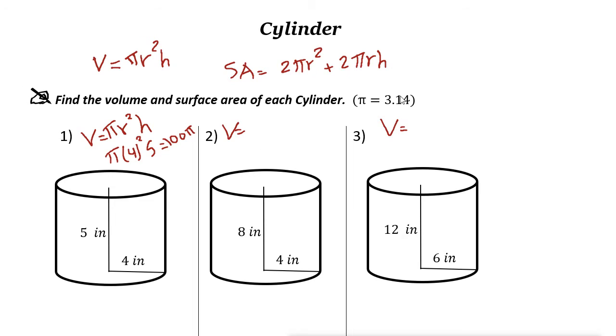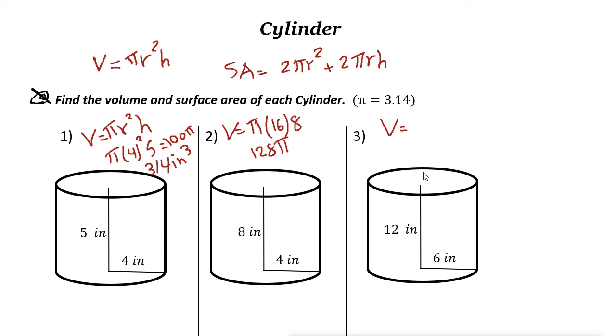If you multiply by 3.14, you get 314. The volume is in cubic inches. Next one. This one, the radius is 4, so pi is just pi, and the radius squared is 16, and the height is 8. So 8 times 16 is 128 pi. You can just use a calculator and multiply 128 by 3.14.